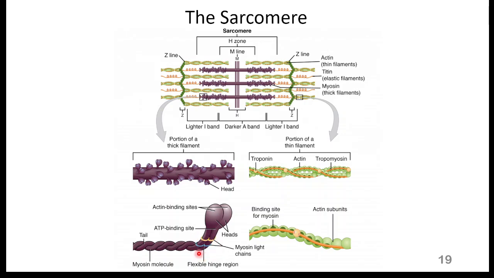There's a region here referred to as the flexible hinge region, which allows this head to move in this direction, then in this direction, then move back, as if it's a door moving back and forth along its hinge. So this is a myosin head.